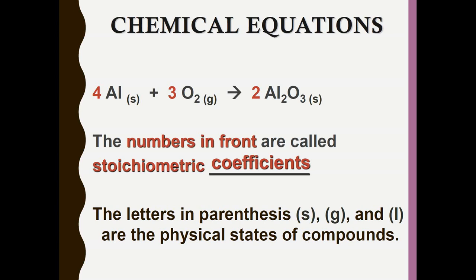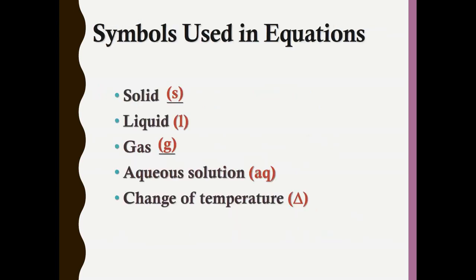And the product that I get after the reaction is done, it's going to be in solid form. So my aluminum oxide is going to be in solid state. So the symbols that we use in the equation: s stands for solid, l stands for liquid, g stands for gas, and aq stands for aqueous solution.